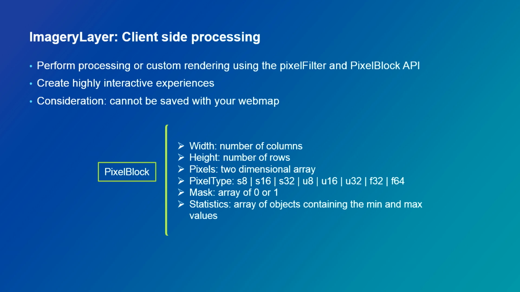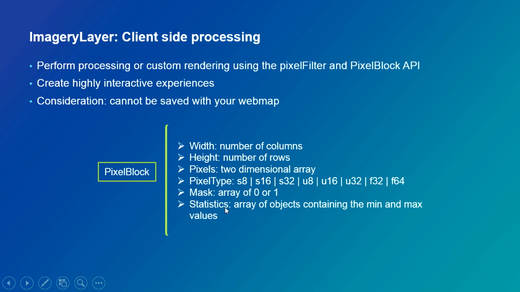So with the pixel block, you have the height, the width, and the height of the image, of course, and then access to all of the pixels. So this is a two-dimensional array, and each of the arrays further in that array is representing data for one band. So for example, I have a one-band image. This pixels will be an array of an array containing one array, which contains all of the pixel values for that particular band. It also gives you the pixel type.